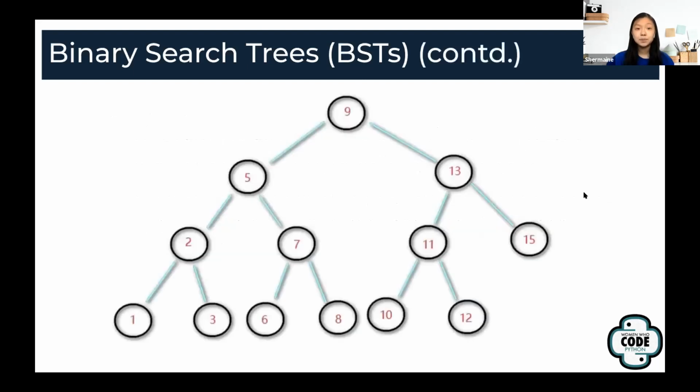So this is an example of how a binary search tree will look like. So 5 is smaller than 9, so it's placed on the left-hand side. 2 is smaller than 5, so it's placed on the left-hand side. And 1 is the smallest, so you can find it all the way at the left. Whereas all the way on the right, you have the biggest number.